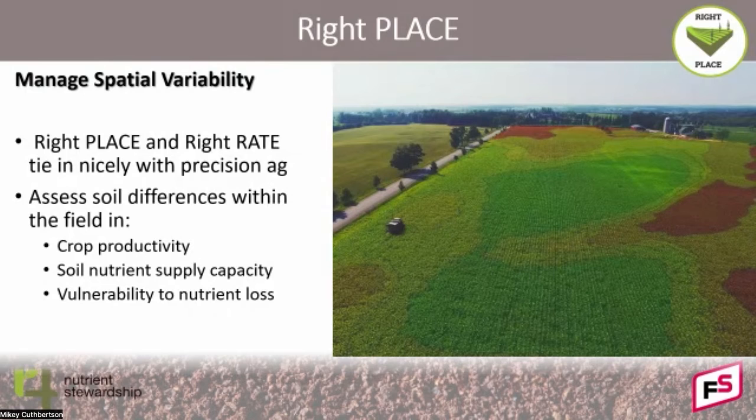Managing spatial variability, this is my wheelhouse, being precision ag. Love it, it just makes sense, but tying all of that in, the right place, the right rate. This is a field that I did a variable rate nitrogen application on and just superimposed those zones over top with our spinner going through. But really looking at that crop productivity, the vulnerability to nutrient loss, and at that right time, we can make better decisions looking at the environment and what's the outcome of our crop this year.